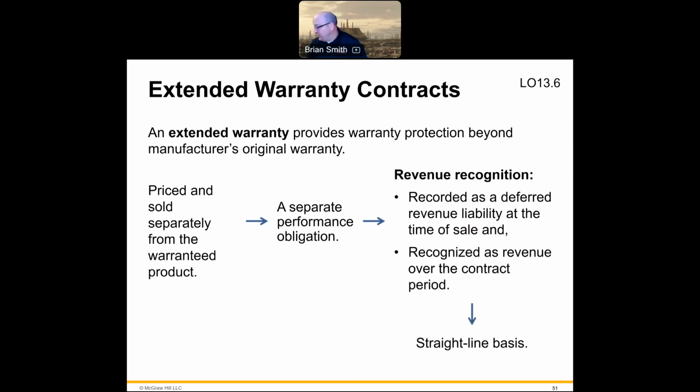Hey, extended warranties. That's kind of a different ballpark because we're generating revenue in this case. If it's priced and sold separately from the warranty product, it's going to be a separate performance obligation. Hopefully you remember the performance obligations we talked about earlier in the semester. We're going to recognize it as deferred revenue until the contract period is over.